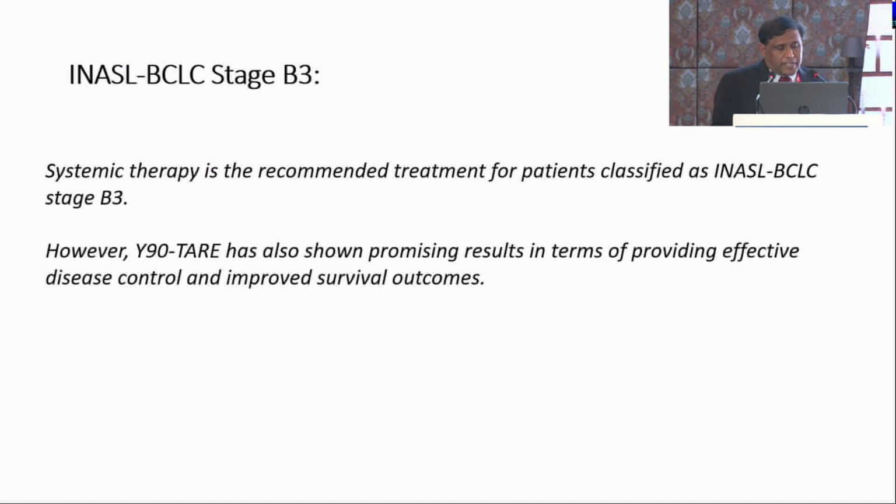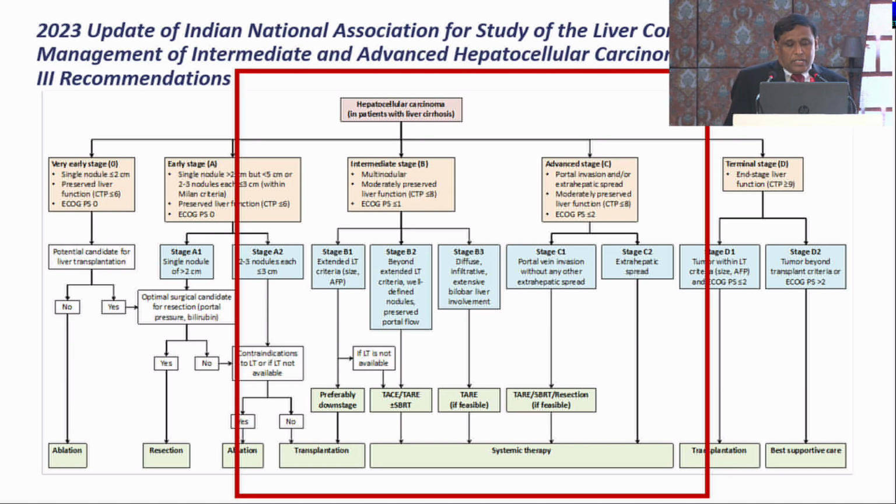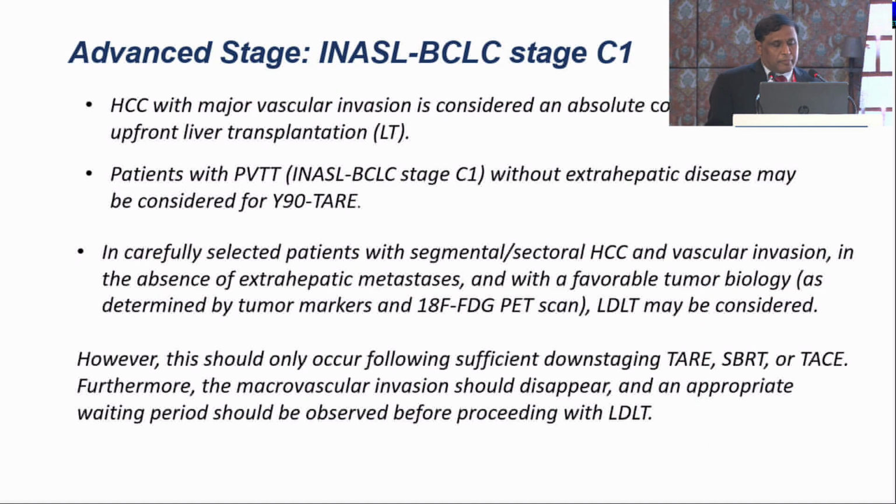What about stage B3? As I mentioned, systemic therapy is recommended here. However, TARE is also possible based on current evidence, although we need more data. Now, moving on to stage C, advanced stage, which has been divided into 2, C1 and C2. So C1, HCC with major vascular invasion, is considered an absolute contraindication, no doubt. But there is a degree of vascular invasion, which is very important. Patients with segmental or subsegmental vascular invasion can be considered for resection or downstaging with TARE or TACE.